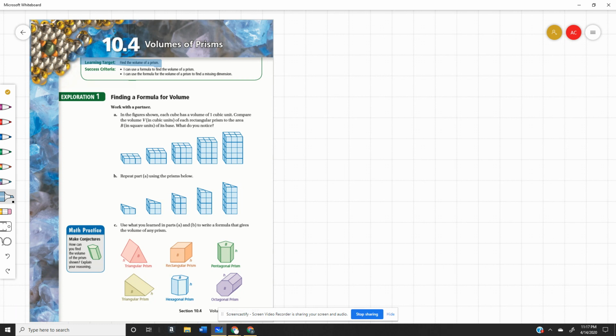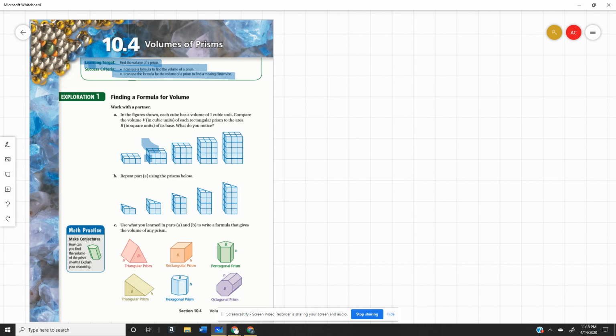Our success criteria is going to be measured by our ability to find the formula for a prism, find and use the formula for the volume of a prism, and use the formula for the volume of a prism to find a missing dimension. I'm having issues speaking, okay?